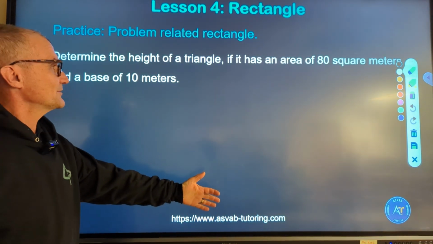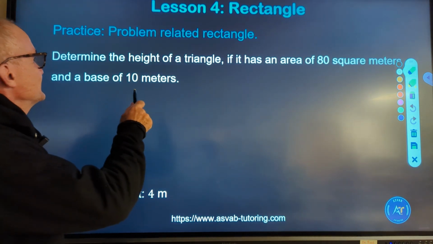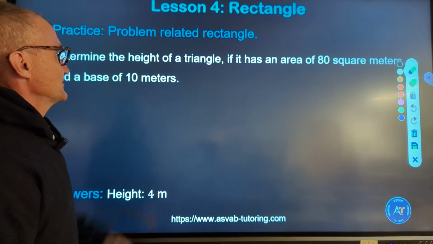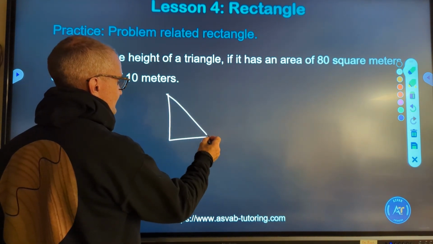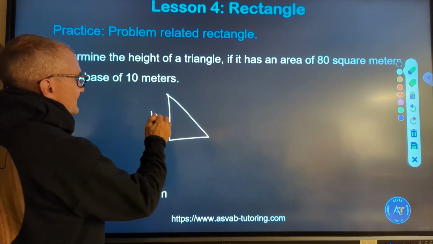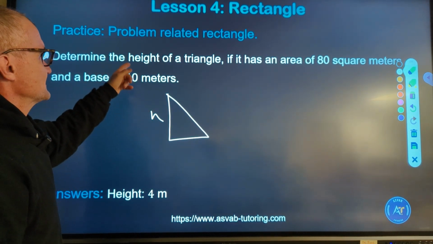All right, here's a good problem right here. Pause the video, knock this one out. Okay, when I read this, I'm going to do a couple things. I kind of need a picture to work with. Determine the height of a triangle. So I'm going to draw a triangle. I'm going to call that height right there. That is what I'm looking for. When I identify that there, I make fewer mistakes.